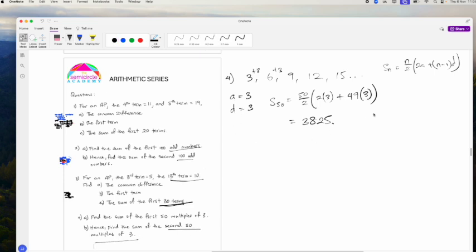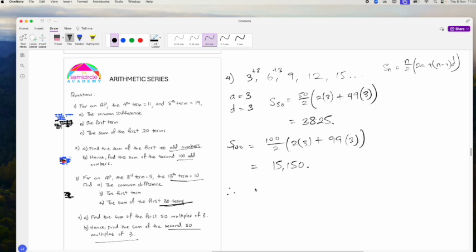So of course the second 50 means we'll have to find the sum of the first 100 and then minus the sum of the first 50. So the sum of the first 100 will be 100 over 2 into 2a plus n minus 1 times d, and that will work out to give us 15,150.